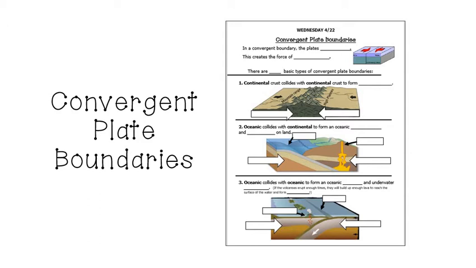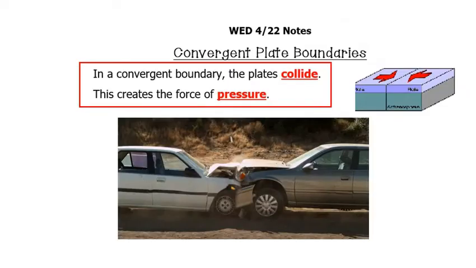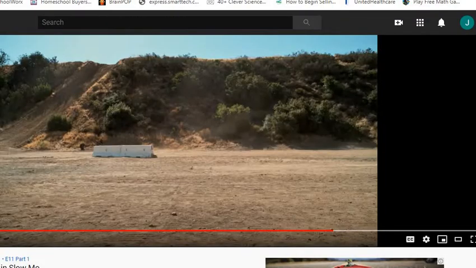So taking a look at convergent plates a little closer, we mentioned the fact that in convergent plate boundaries, this is two plates that are coming together. They're pushing towards one another. In other words, those plates collide, and this creates the force of pressure. The best way to help you picture this is to think about two cars that are colliding with one another. Here is a slow motion demonstration.